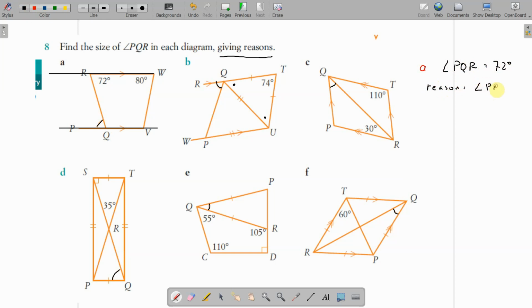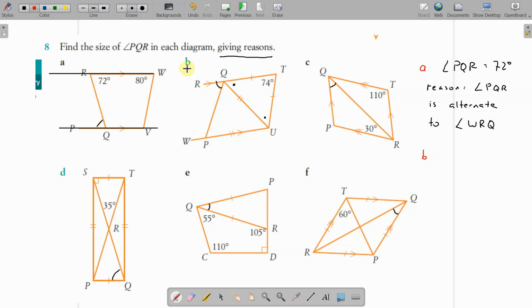angle PQR is alternate, in other words, equal to angle WRQ. Remember, the middle letter is where the actual angle is. Okay, so that's the answer to the first one.